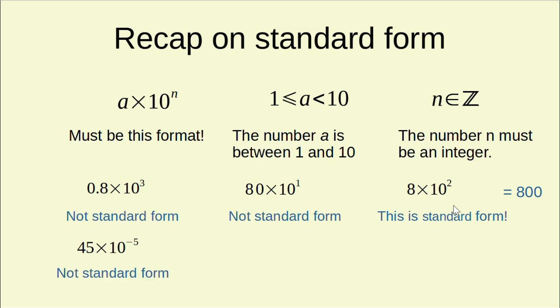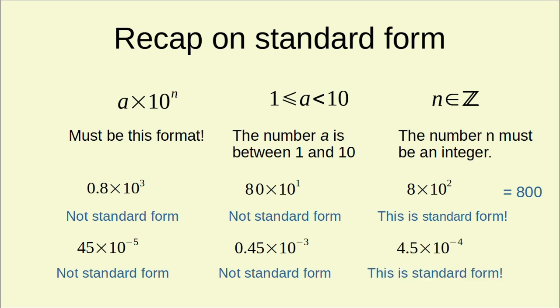Another quick example, 45 times 10 to the negative 5. 45 is too big. 0.45 times 10 to the negative 3 is too small. But 4.5 times 10 to the negative 4 works. All of these three equal 0.00045, right? Just move the decimal place here, 4 to the left. And that's how we do standard form. Again, all these three numbers are exactly the same, and we convert really easily. Next we're going to see how to use this with operations: addition, subtraction, multiplication, division.